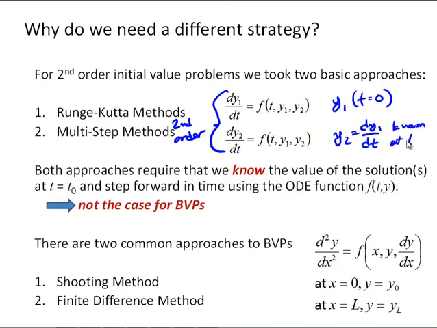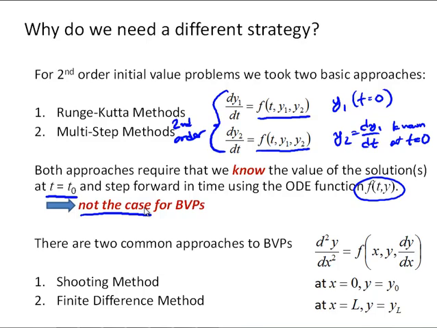And in both of those approaches, knowing those initial conditions at t equals t naught, we would just step forward in time using the ODE function f of t, y. So we write those in that functional form, that standard form, and use our various approaches for an increment function or a multi-step method or a predictor-corrector method to step the integration forward in time. And this is simply not the case for a boundary value problem. And that's because we don't know all of the conditions at our first point of integration.